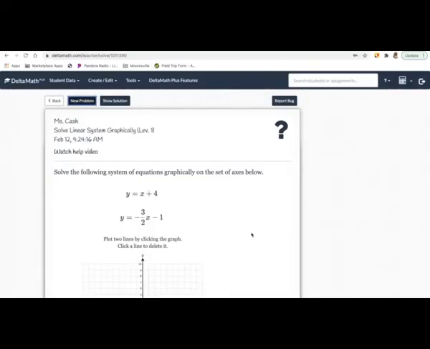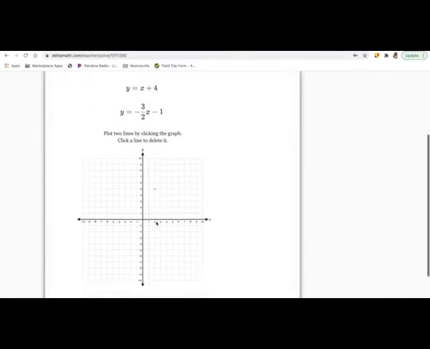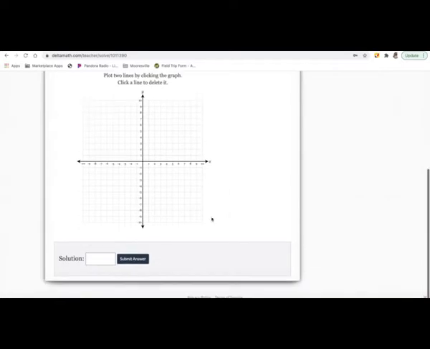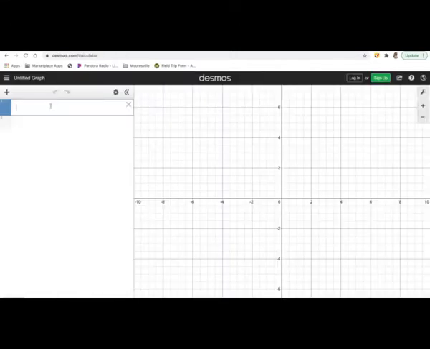And I'm going to start with a simple problem here. So I've got this problem, and it's asking me to solve the following system of equations graphically on a set of axes. So we're going to graph these equations on my graph here, and then I'm going to put the answer where they intersect in here and then submit the answer. So what I'm going to do is I'm going to copy both of those down. Y equals x plus 4 and y equals negative 3/2 x minus 1. And I'm going to go into Desmos and I'm just going to type those in.